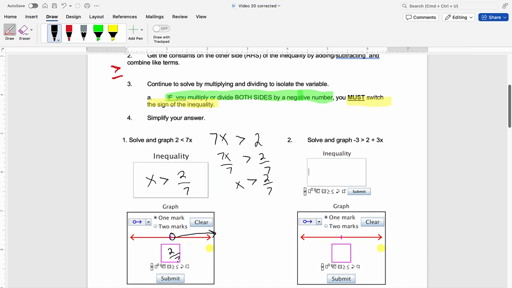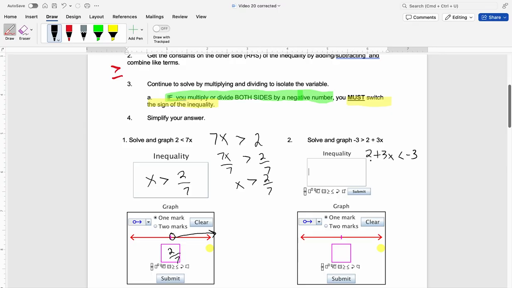All right, the next one: solve and graph negative 3 is greater than 2 plus 3x. Again, it's one of those situations where we have only one variable in the problem. That's the x, and it's on the right-hand side. So we want to make this simple. We're just going to put it on the left-hand side. So we have 2 plus 3x. Again, if we move it over, we're going to change the inequality. So less than negative 3.